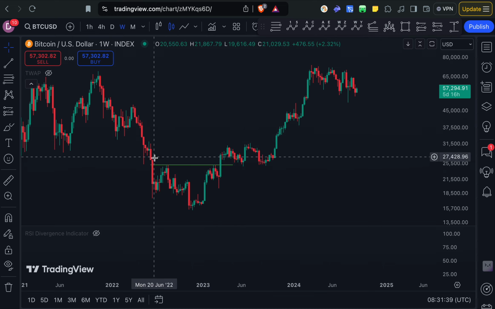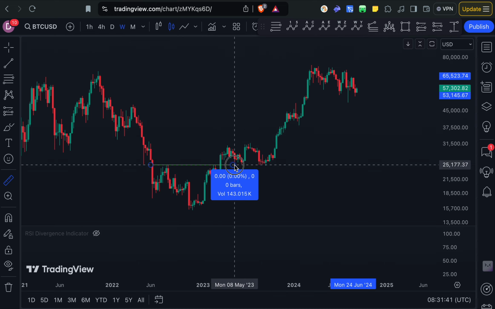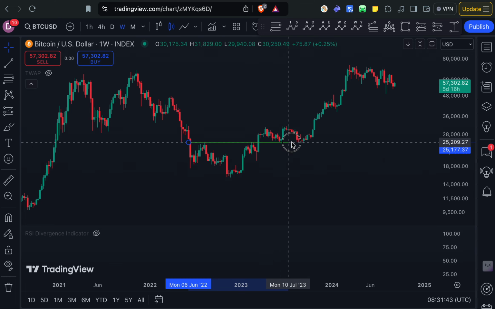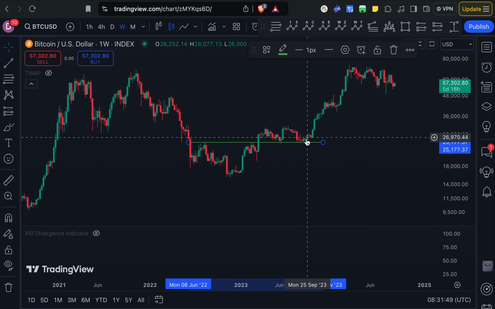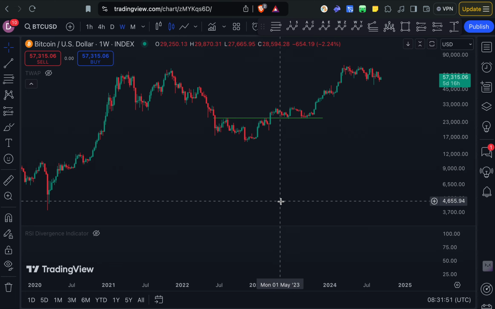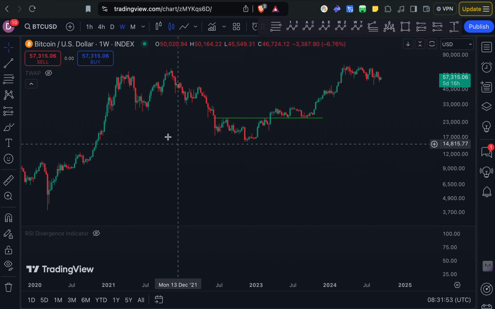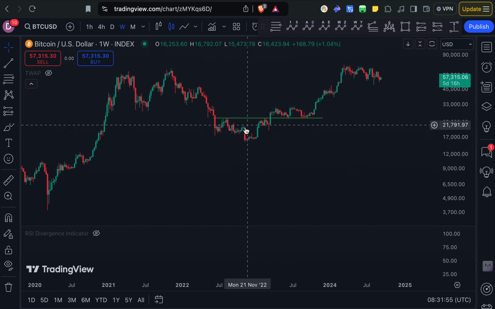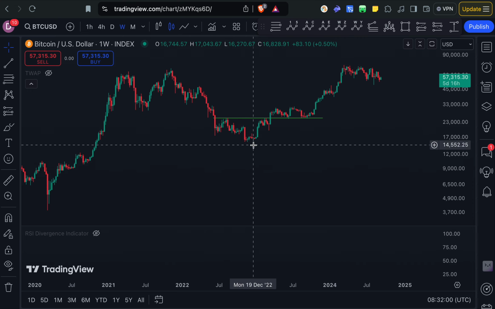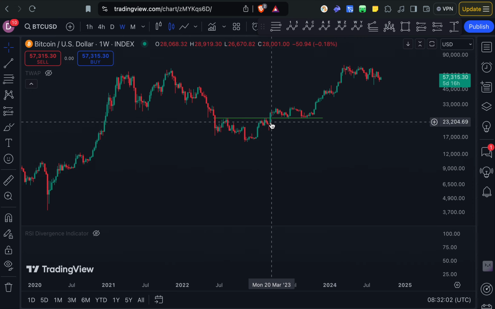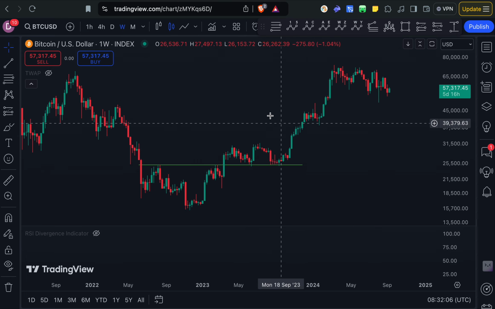Also, the neckline of this head and shoulders pattern gave us a very solid horizontal support line for this price action here as well. So that was a perfect textbook head and shoulders, textbook inverse head and shoulders almost, except this head and shoulders was absolutely ugly, but whatever. It still was an inverse head and shoulders.